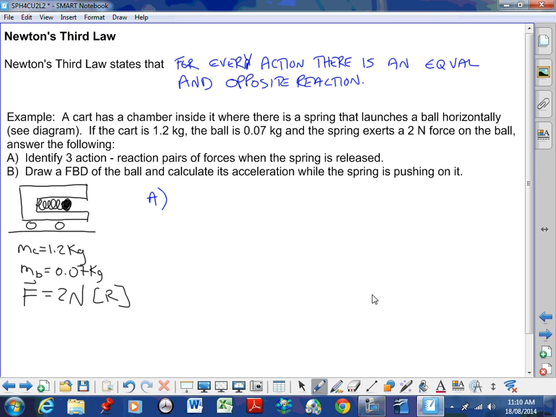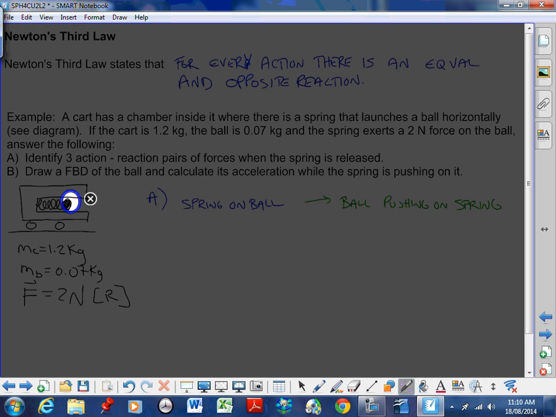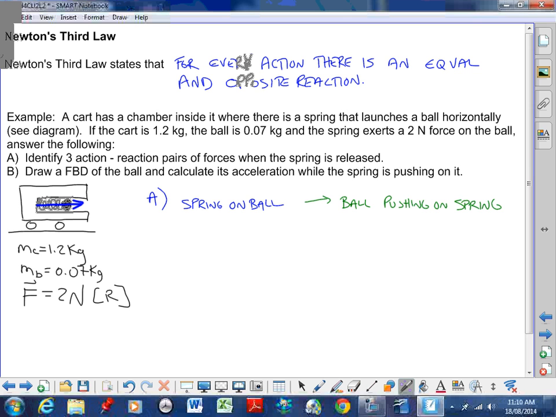So our action-reaction forces: spring on ball, and the reaction force to that would be the ball pushing on the spring. Remember, Newton's first law says that ball is stationary. It's quite happy the way it is. The spring then tries to push the ball out of the chamber, so the ball reacts by pushing back with the same force. What happens then? Why does the cart go backwards?